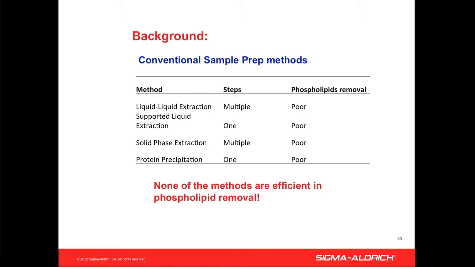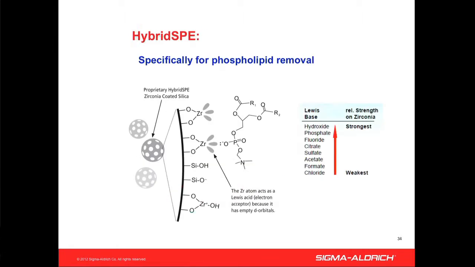So, the objective here was coming up with a sample prep method specifically for removal of phospholipids to improve mass spec detection and reproducibility with LC-MS methods. So what we have is this hybrid SPE, which is, again, specific for phospholipid removal. It's a proprietary zirconia-coated silica.